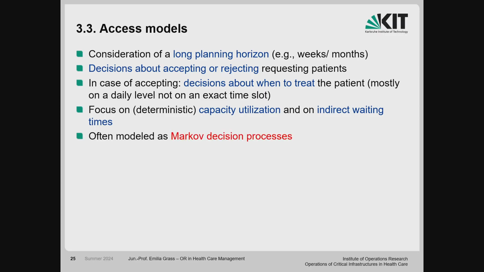And these models are often modeled as a Markov decision process. A Markov decision process is simply a mathematical framework used for decision making in situations where the outcomes are partially random and partially under the control of the decision maker.